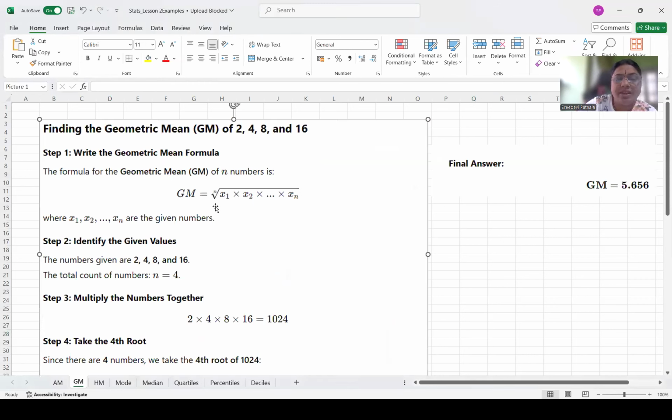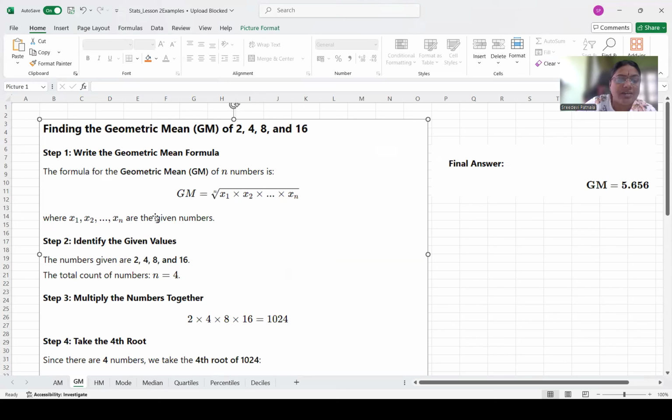So this is what I meant: the nth root of the product of x1, x2, xn. Now for the geometric mean, either this formula or that formula you can apply. It's the same. So now let's take the example. Find the geometric mean of 2, 4, 8 and 16. So what is the n value? 1, 2, 3, 4. So the n value becomes 4.